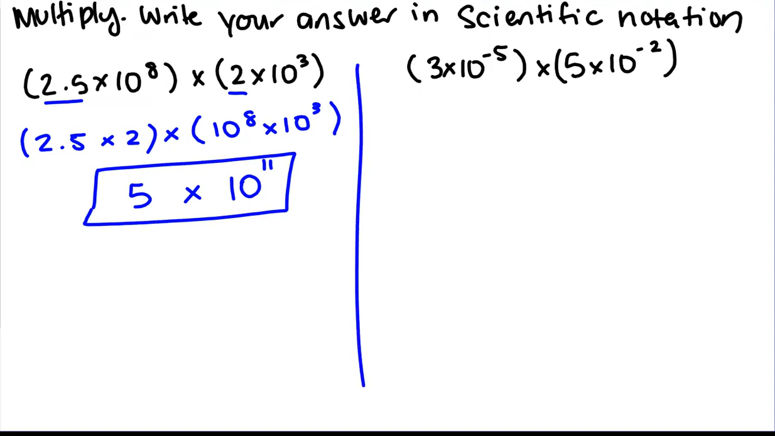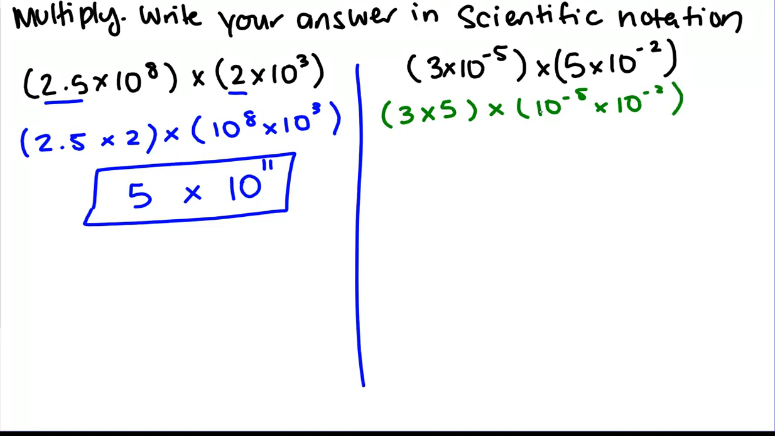Now let's look at this one over here. We have 3 times 10 to the power of negative 5 times 5 times 10 to the negative 2. Well, let's do the same thing here and regroup these so that we have 3 times 5 times 10 to the power of negative 5 times 10 to the power of negative 2.